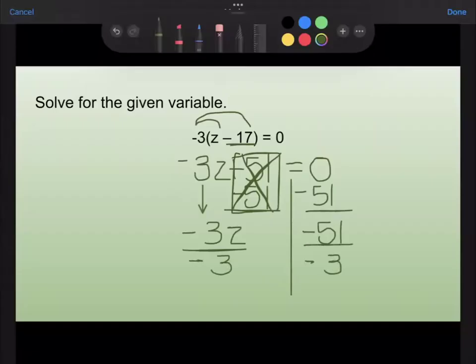Negative 3 divided by negative 3 is 1, so that's going to cancel out to just z. And negative 51 divided by negative 3 gives us a positive 17. So that is going to be the answer to this equation. Z equals, sorry, not negative 17, positive 17.